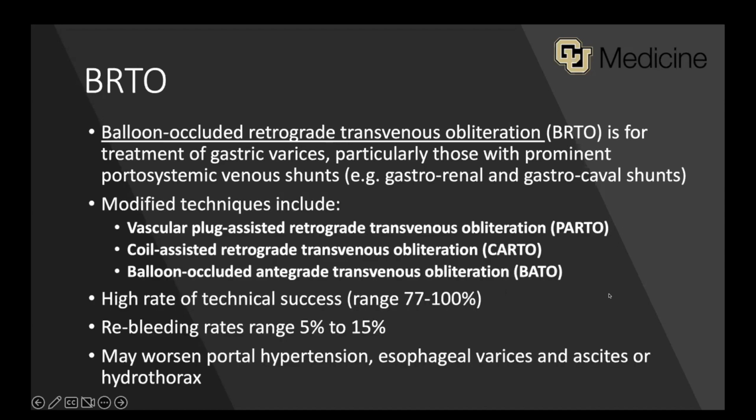There are modified techniques, which include the vascular plug assisted retrograde transvenous ablation, the PARTO. You can also do CARTO with coils, or you could do balloon occluded antegrade transvenous ablation, called the BATO. There's a very high rate of technical success. Rebleeding rates range from 5 to 15%, and it may actually worsen the portal hypertension and other varices if they had esophageal varices or ascites or hydrothorax.